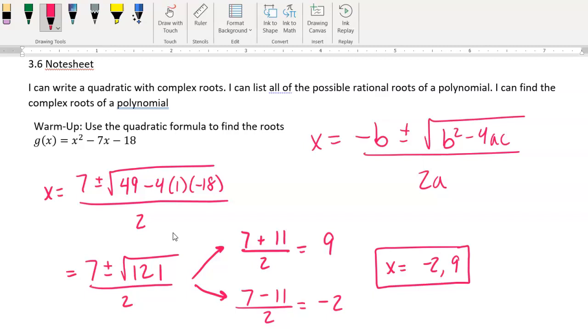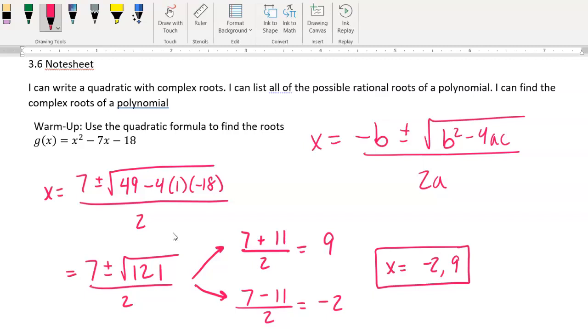Don't just write it down as -7 squared, because if you type that in your calculator incorrectly, your calculator is going to give you the wrong answer because of how you typed it in. So just go ahead and square the b value. -7 squared would be a +49. -4 times 1 times -18 would give you a +121 under the radical. So your discriminant is 121.